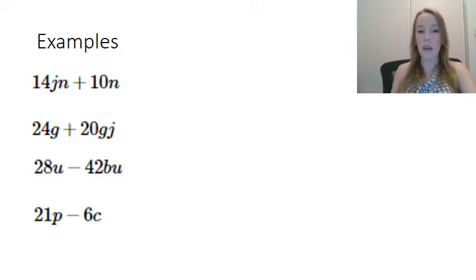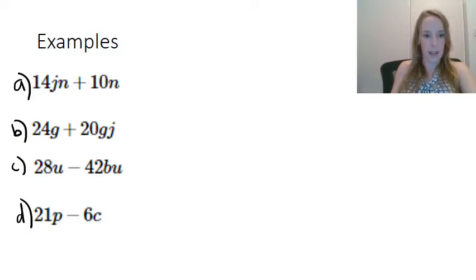Okay, so I've got a few examples here. Oh, I haven't numbered them. I haven't labelled them. So A, B, C, D. So we'll start off with A. So we have 14jn plus 10n. So remember, our first step is to find our highest common factor.